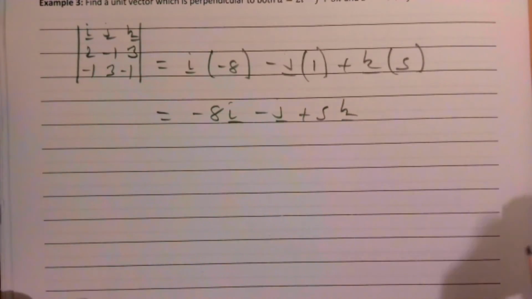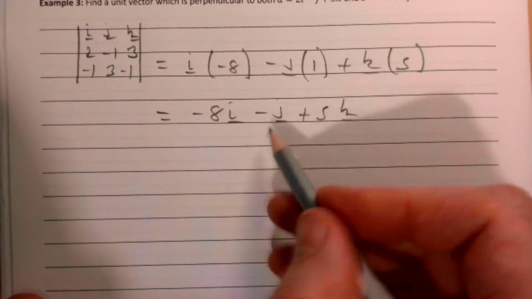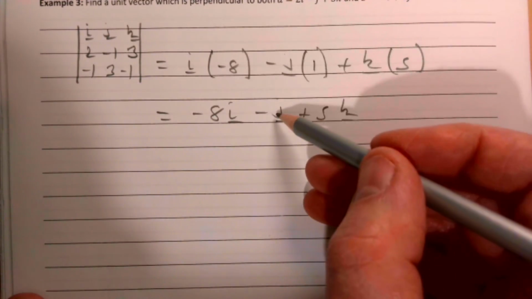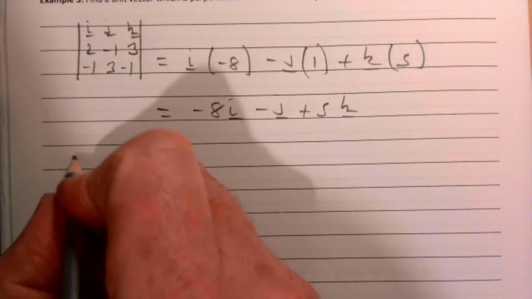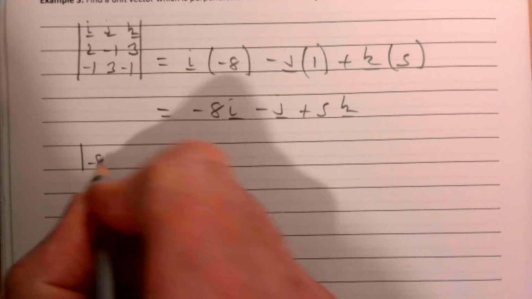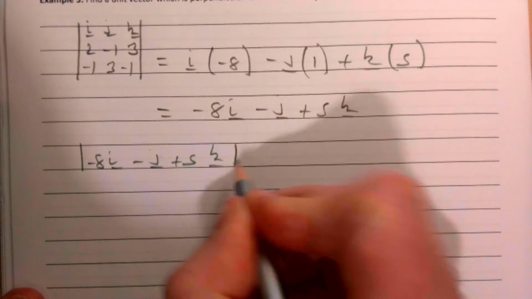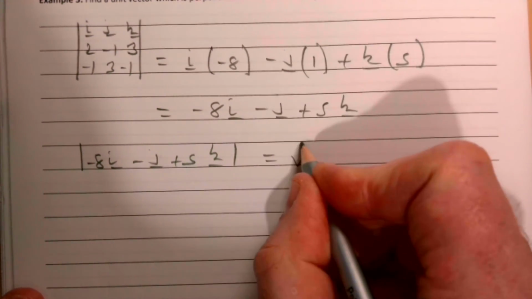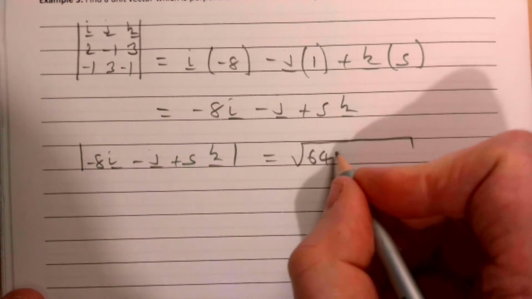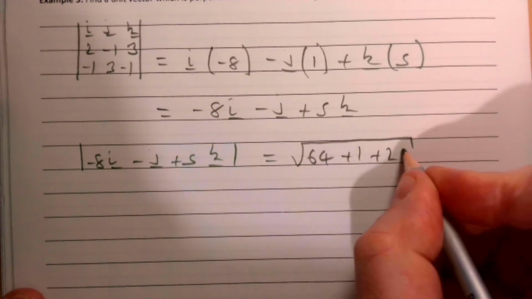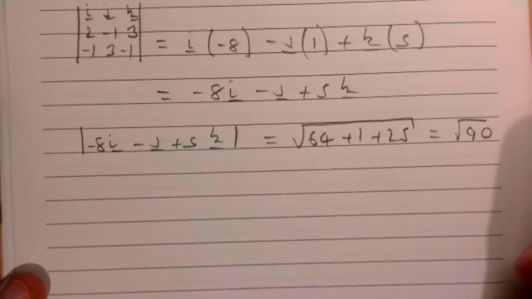We need to find the length of this vector, so that's minus 8 along the x-axis effectively, down 1, and out 5, whatever way you want to think about this. We're going to find the modulus of minus 8i minus j plus 5k, and the way we work that out is the square root of 8 squared, which is 64, plus 1 plus 25, and that gives us the square root of 90.